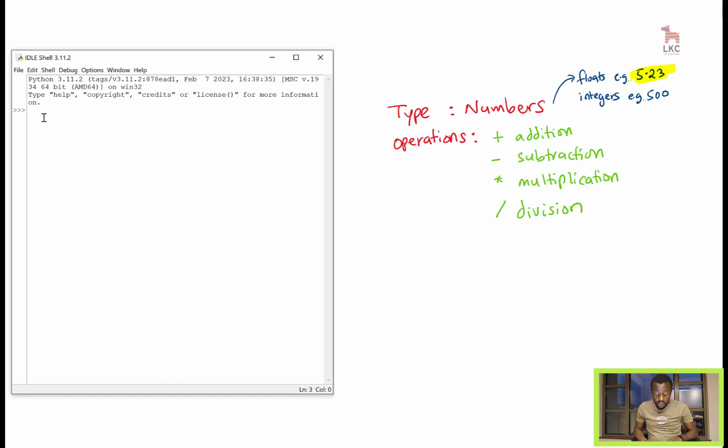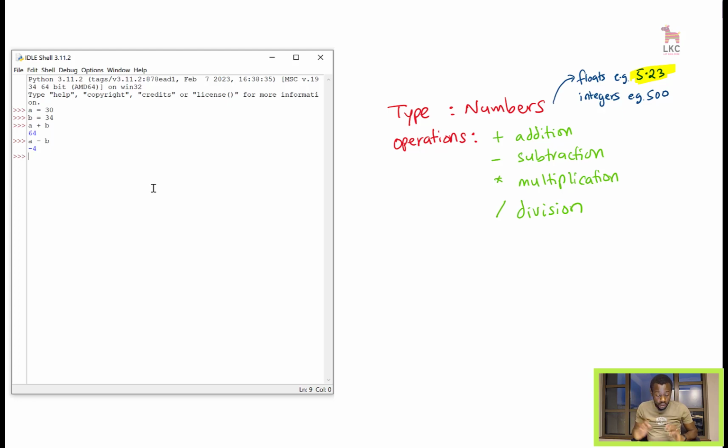So let's declare some integers here. A equal to 30, B equal to 34, and let's do some operations on them. You can say A plus B, what do you get? 64. Okay, A minus B, what do you get?